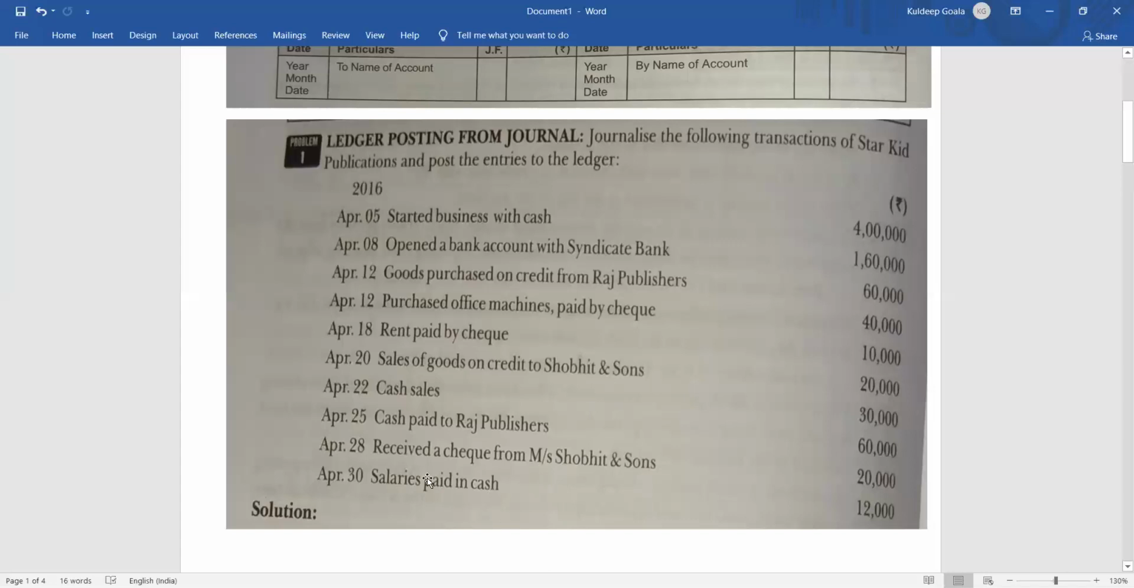So cash we have already prepared. What we have not prepared is the salary account, right? So we will prepare one more account. So total 10 accounts we have got. Okay. Ledger, no need to have any other tension.